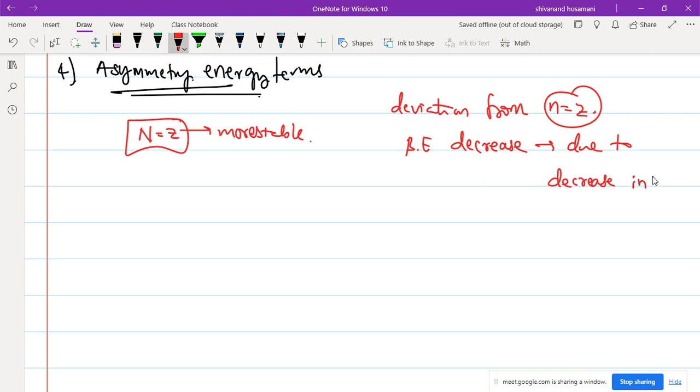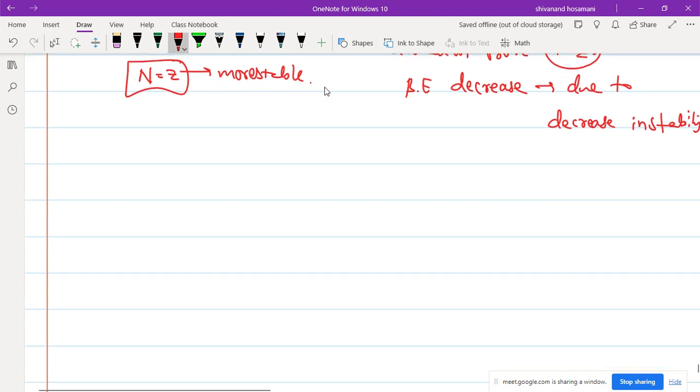Therefore, the total binding energy is not the same for all the nuclei. So generally, to define for all the elements, their stability is not uniform, or stability is not constant for all the elements. Therefore, that effect should be taken into account for the calculation of binding energy.